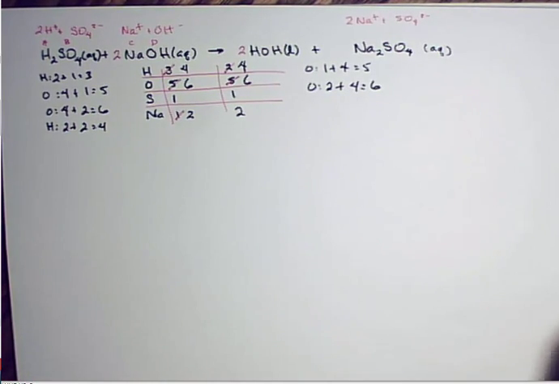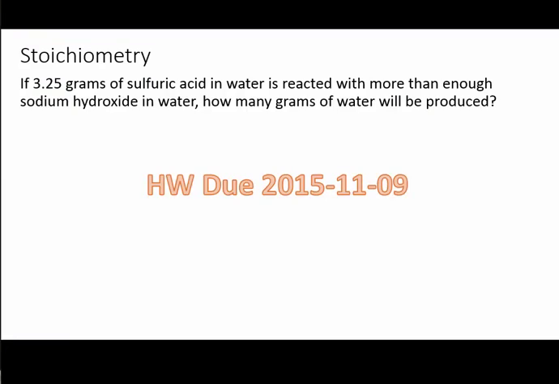With a balanced equation, we have what we need to do a stoichiometry problem, because stoichiometry requires that we have a balanced chemical equation. Now let's look at the problem again. It says that we have 3.25 grams of sulfuric acid and more than enough sodium hydroxide, and asks how many grams of water are produced. So we're going from one chemical formula, the formula for sulfuric acid, to another chemical formula, the formula for water. To go from one chemical to another, you have to have stoichiometry, and you have to have a molar ratio. The molar ratio is the heart, if you will, of all stoichiometry.